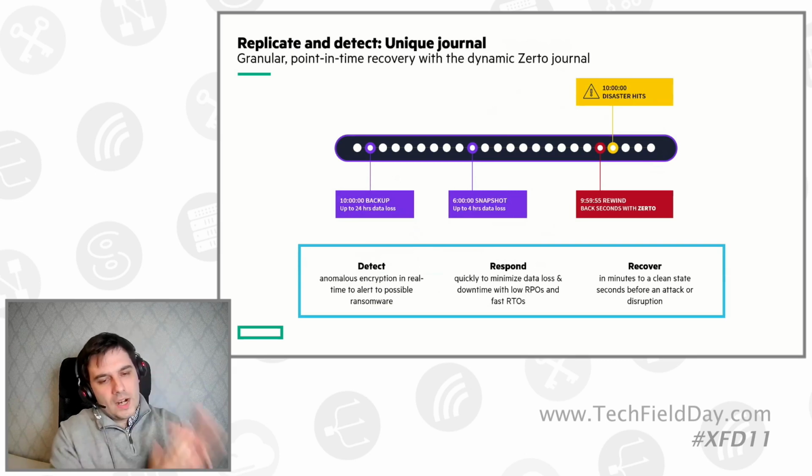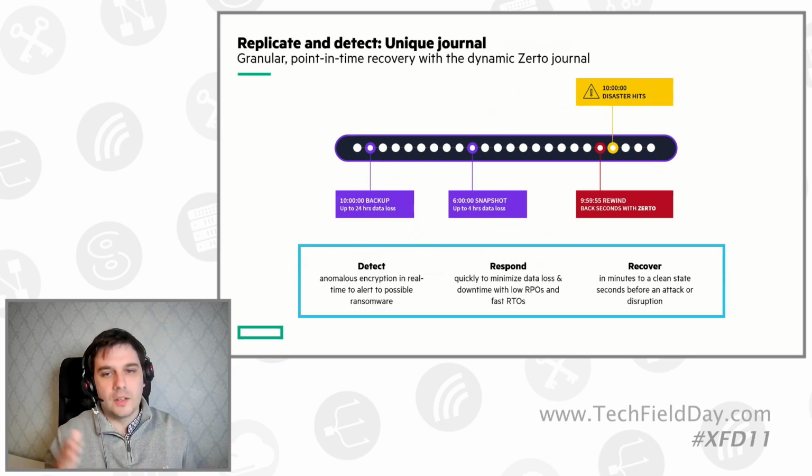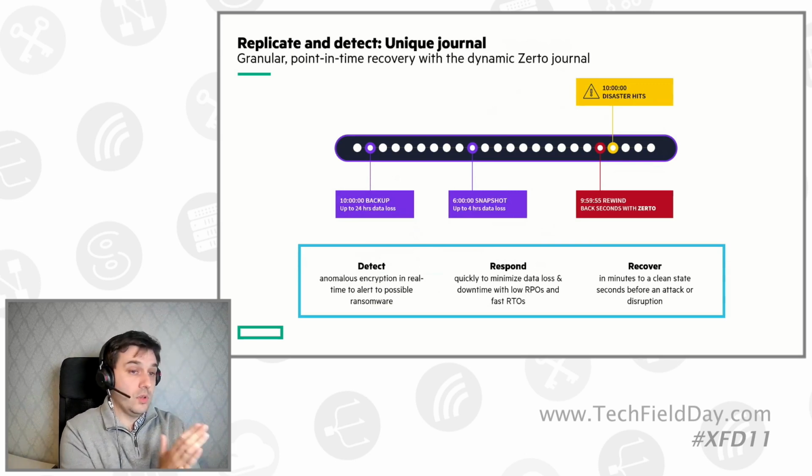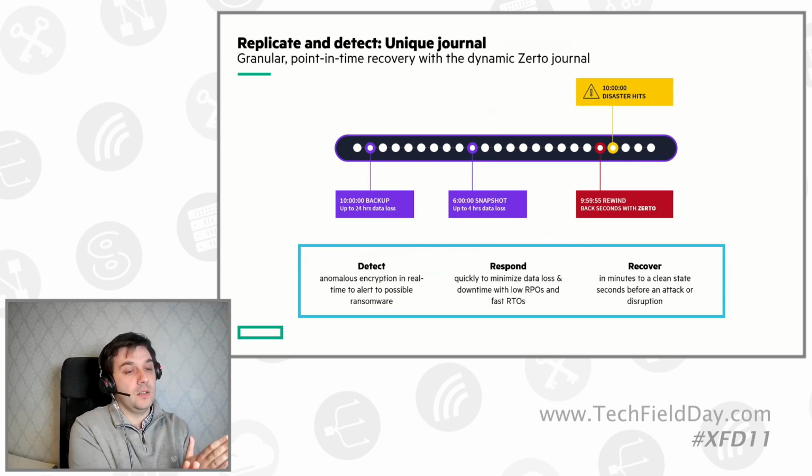So we're anywhere from 1 hour to 30 days, and we're keeping those checkpoints every 5 to 10 seconds apart. So when something like ransomware or a disaster does hit, we can simply rewind back to a point in time before the impact, before the encryption started, and recover data from a clean point in time.